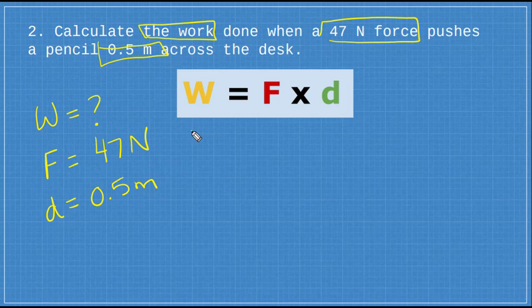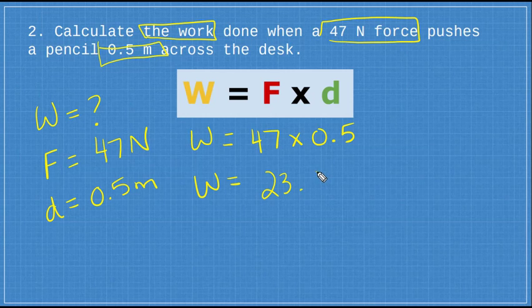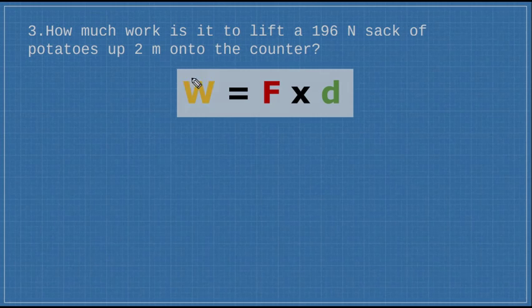So once again, I'm going to use my equation work equals force times distance. So work equals 47 times 0.5. And I'm going to go ahead and type this 47 times 0.5 into my calculator, and I end up getting an answer of 23.5. And remember that my unit for work is joules with a capital J.